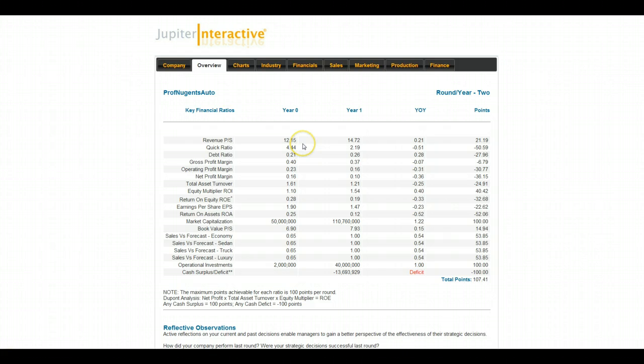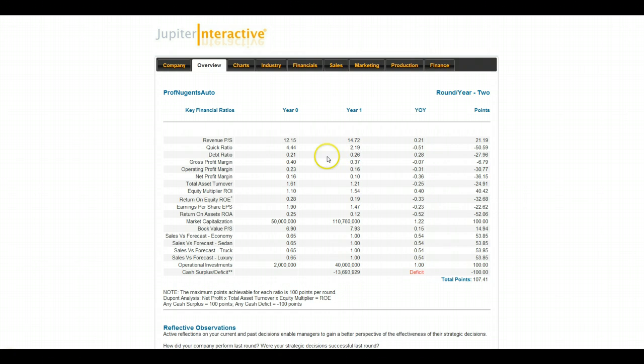Our revenues went up. Revenues per share went from $12 to $14, which is a 21% year over year change, so I earned 21 points. However, my quick ratio and debt ratios, I lost points because my quick ratio declined. We want the quick ratio to be higher. That would show that I have more current assets than current liabilities, and here it's lower, so I lost points for that. It's 50% lower.